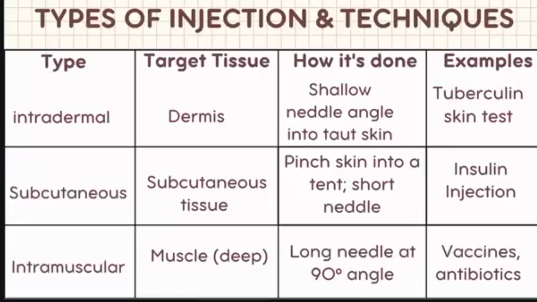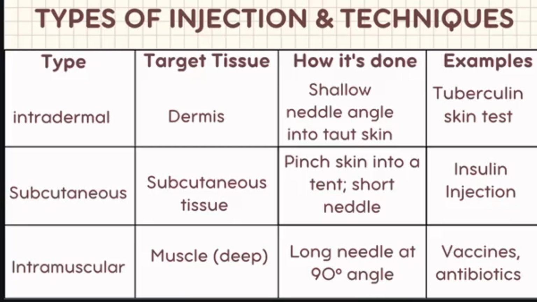Types of injection and techniques. So there are three main types of injection techniques based on the target tissue. First, we have the intradermal injection. The target tissue is the dermis, and to perform this, a shallow needle angle is used, inserting the needle into the skin. Example is for tuberculin skin test.